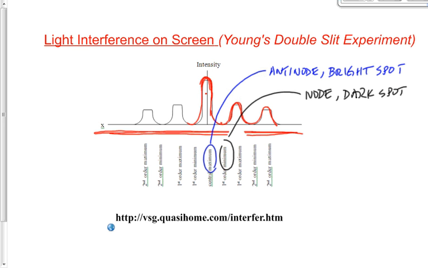The antinodes and the bright spots, the maxima, are due to constructive interference. And the nodes, the dark spots, the minima, are due to destructive interference when crest meets a trough.